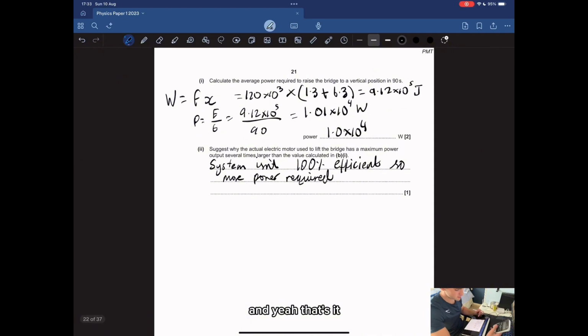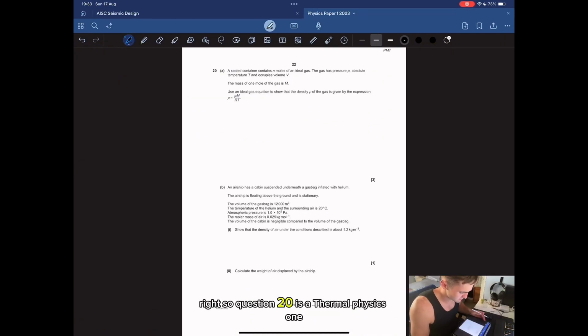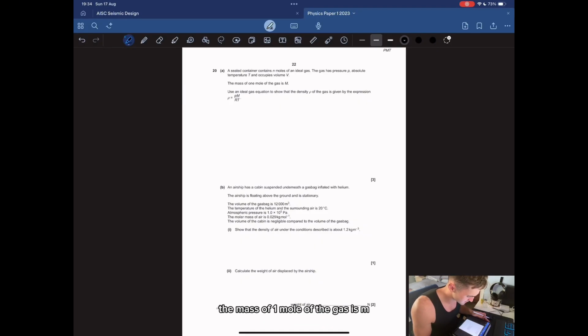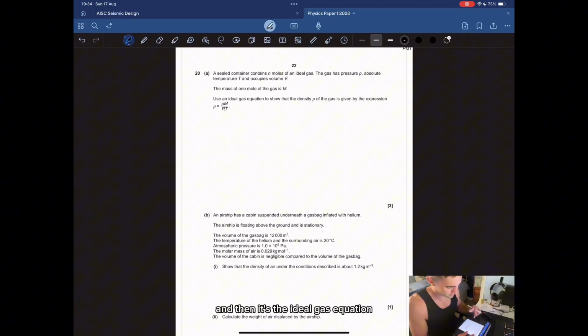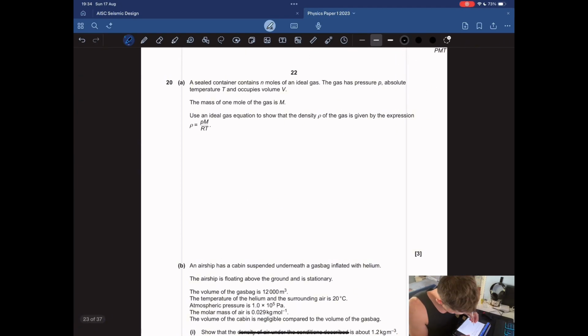And yeah, that's it. Right, so question 20 is a thermal physics one, it looks like. A sealed container contains n moles of an ideal gas. The gas has pressure P, absolute temperature T, and occupies volume V. The mass of 1 mole of the gas is m. Use the ideal gas equation to show that the density rho of the gas is given by the expression rho equals, and then it's the ideal gas equation.